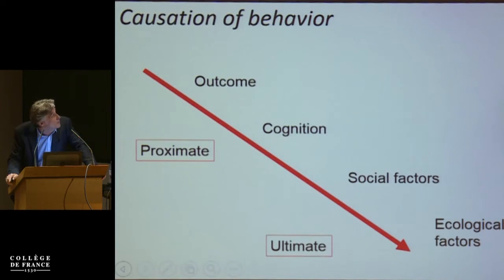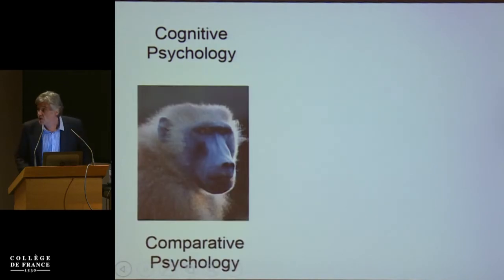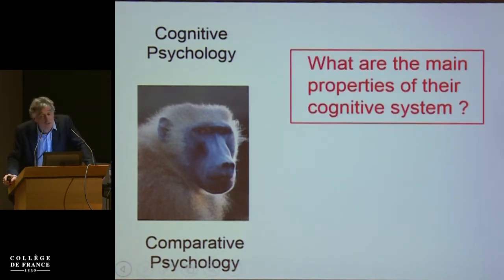So today I will present studies in the domain of cognitive psychology. I am a cognitive psychologist and I'm doing comparative studies with non-human primates. I'm doing behavioral studies with baboons. So I want firstly to address a question, which is: what are the main properties of the cognitive system of baboons?